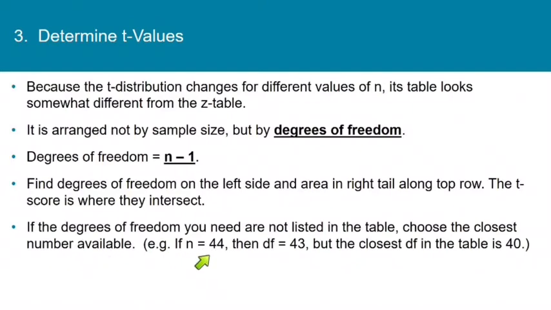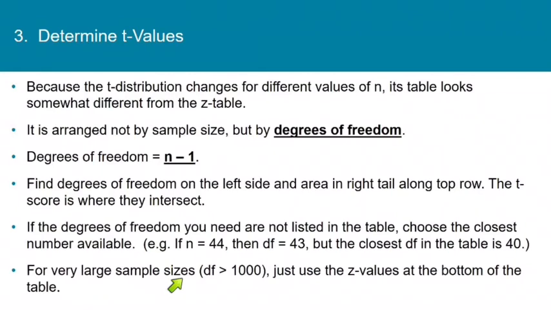So for example, if sample size is 44, then degrees of freedom would be 43. But you won't find 43 degrees of freedom in the table. The closest you'll be able to get is 40. So you just go with the closest degrees of freedom you can find. When sample sizes are very large, for example, when degrees of freedom is more than 1,000, then you can just use the z values that you'll find at the bottom of the table.